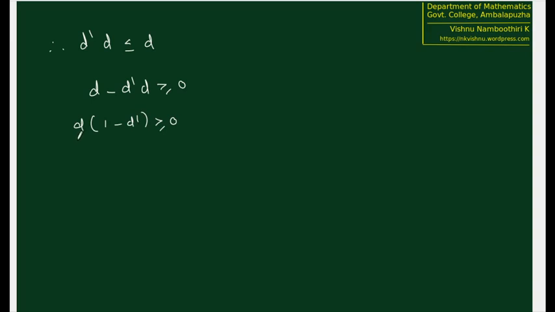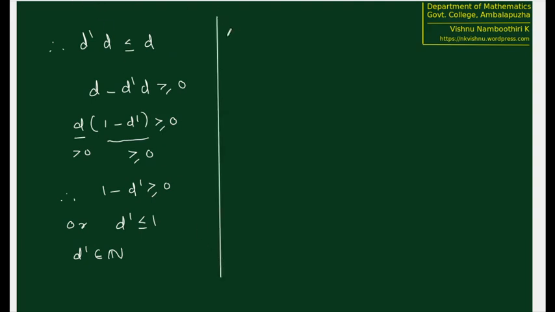Now d is a natural number. This is positive. Therefore, the other factor must be greater than or equal to 0, because if it were negative, positive into negative would give us something negative, but here the product is greater than or equal to 0. Therefore, 1 minus d dash is greater than or equal to 0, or 1 is greater than or equal to d dash, or d dash is less than or equal to 1. But d dash is a natural number, a positive integer. Therefore, d dash less than or equal to 1 means there is only one possibility: d dash must be equal to 1.